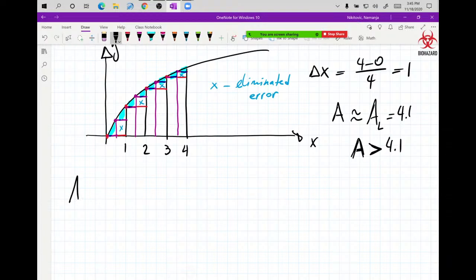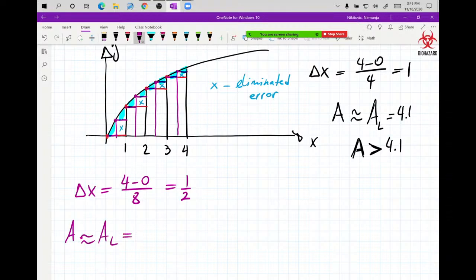Look at this now. A is approximated by AL. First I need to calculate my delta x, and I'm going to do this in purple. So my delta x is 4 minus 0 divided by 8 rectangles. So my delta x now is a half. And my calculation is going to be approximated area on the left. And that is f of 0 times 1/2. That's the first rectangle that has nothing to bring to the table.